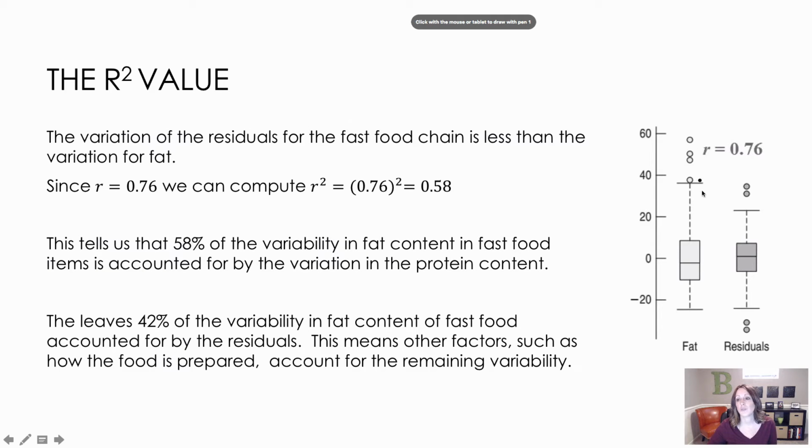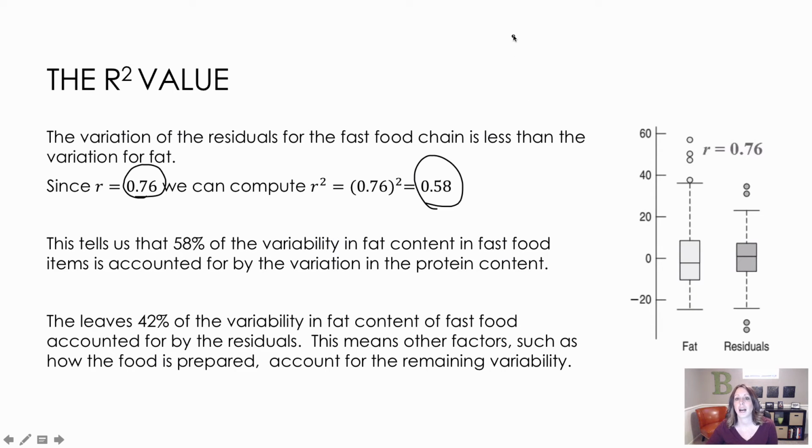Here is the variation of residuals for the fast food chain and for fat, so the residuals and then the box plot for fat. R is 0.76, which is calculated for us. I can compute R squared very easily by squaring 0.76, which is 0.58. I would then write this as a percent. So this tells us that 58% of the variability in fat content, so 58% of the variability of fat in fast food, is accounted for by the variation of the protein.